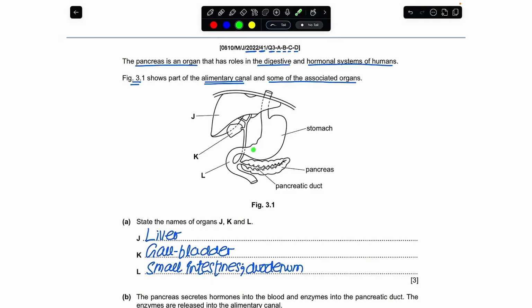And when I get out of the stomach, this first part of the small intestine is the duodenum. Or you can simply write it as the small intestine. And for 3 marks, they want us to name the organs J, K, and L. So J is the liver, the K that we have here is the gallbladder, and the L that we have got, it's your choice. Either you write it as small intestine or you can write it as the duodenum.